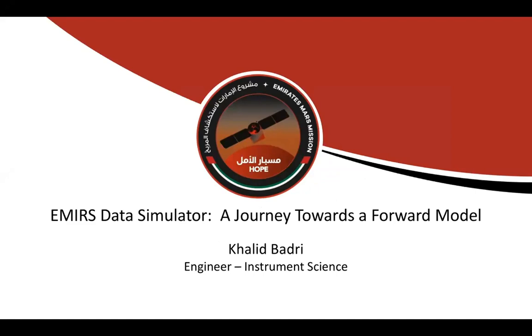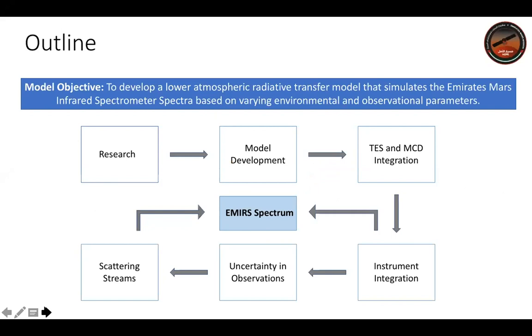My presentation is about developing a forward radiative transfer model. A brief introduction and outline: I'm going to describe how I developed my lower atmospheric radiative transfer model in order to obtain EMERS spectra. We're going to go into detail for every step that was developed. However, as you can see, there are two arrows indicating that we can do the EMERS spectra. That is because the model turns out to be done without scattering, and then to increase its accuracy and fidelity, we introduce scattering into the model and then develop EMERS spectra as well.